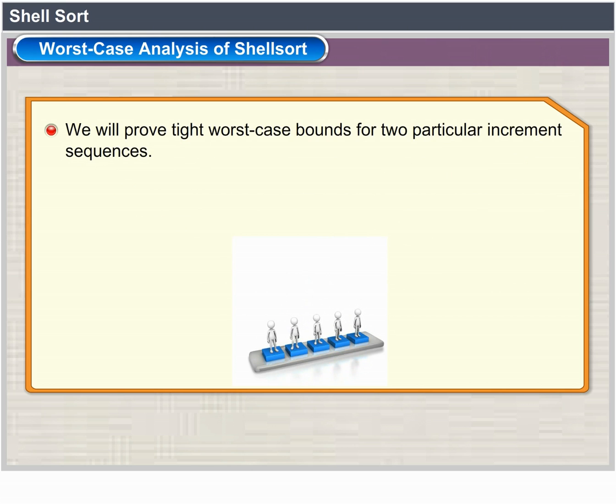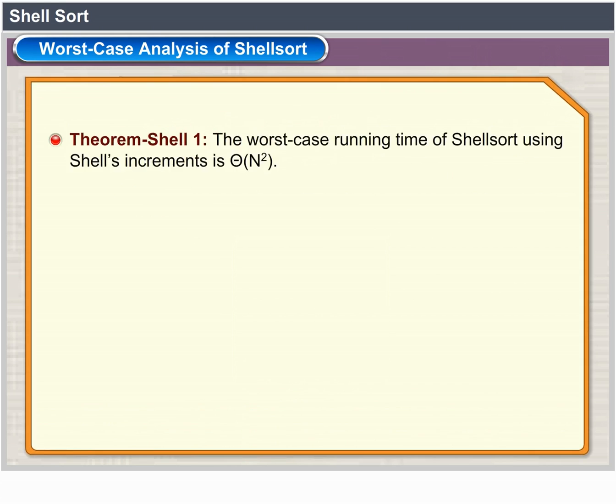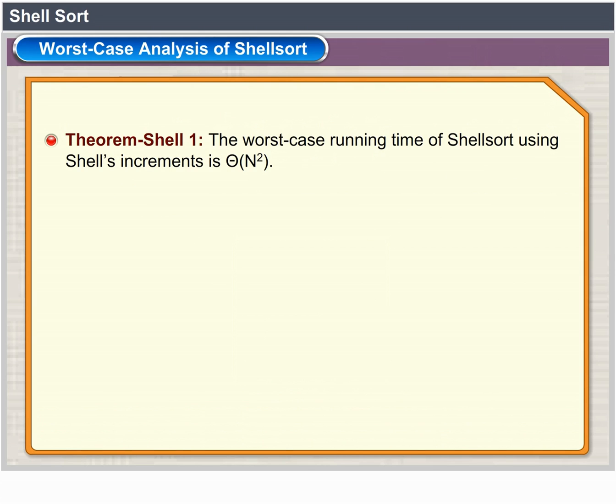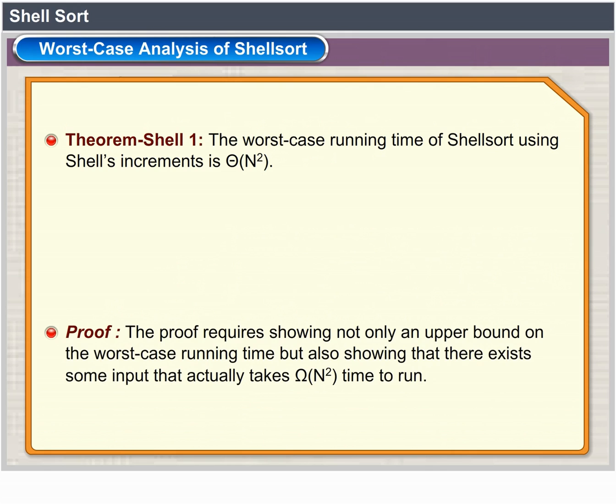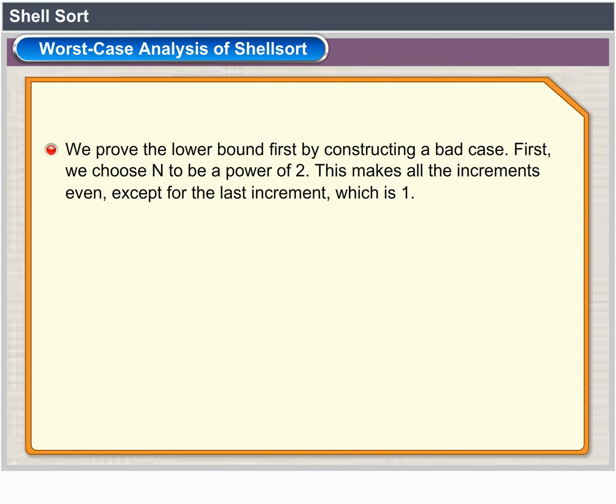Theorem Shell 1. The worst case running time of shell sort using Shell's increments is Θ(n²). Proof. The proof requires showing not only an upper bound on the worst case running time, but also showing that there exists some input that actually takes Ω(n²) time to run. We prove the lower bound first by constructing a bad case. First, we choose n to be a power of 2. This makes all the increments even, except for the last increment, which is 1.